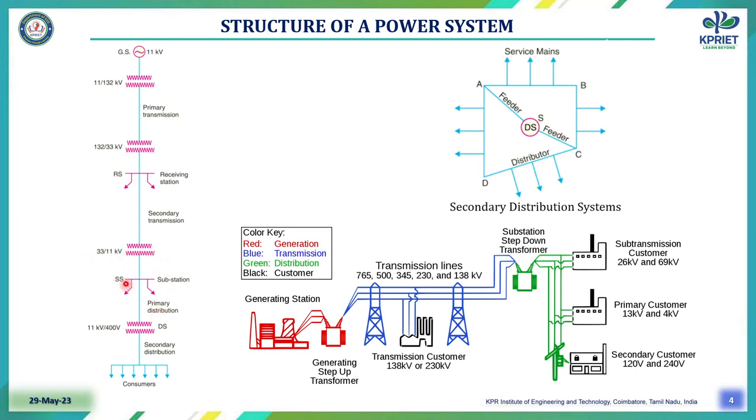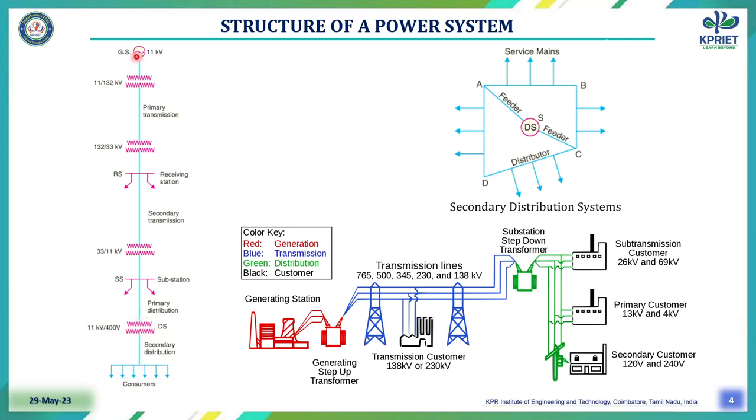Here the substation is placed, and it plays a role in the primary distribution part. Then again the 11 kV is further stepped down to 400 volt or 440 volt, 3-phase 4-wire system. Here we distribute the power to the consumer, and that is called the secondary distribution.